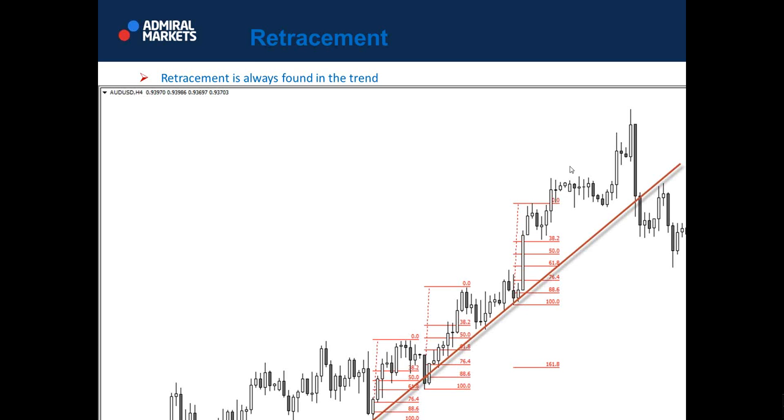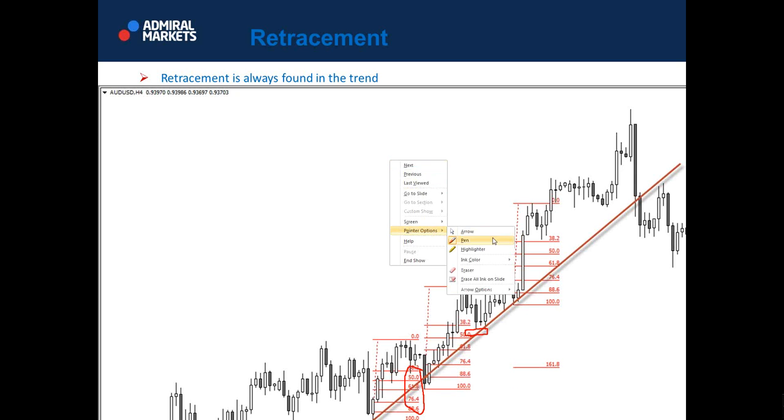So retracement is always found in the trend. In this case, this is an uptrend. And how we trade trends by Fibonacci, you know that already. 38.2, 50, 61.8, those are the most important levels. We try to find a confluence. In this case, this was the confluence of the trend line and the 50 level support.